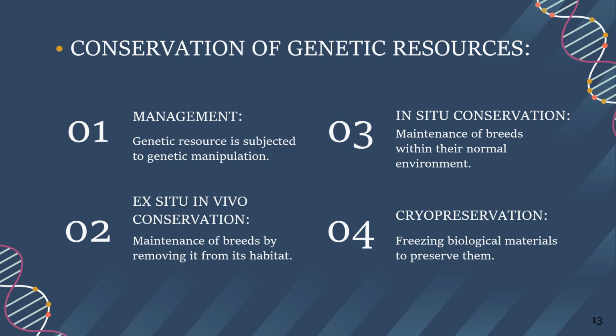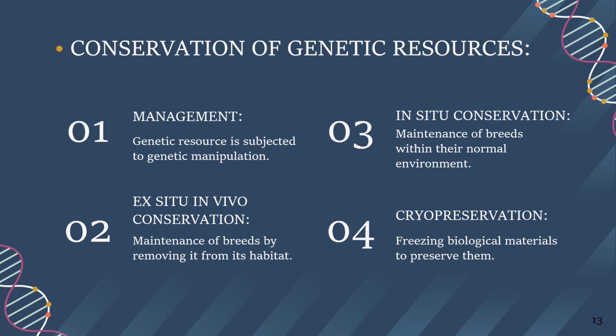The next is ex situ in vivo conservation, which involves the preservation of a breed in a situation removed from its own normal production environment. Moving towards the next point, we have in situ conservation, where the conservation of breeds takes place in their usual habitat, and its performance includes ecosystem management and breeding programs to produce sustainable food.